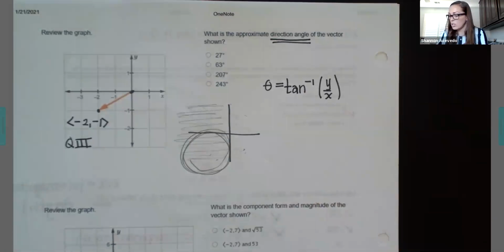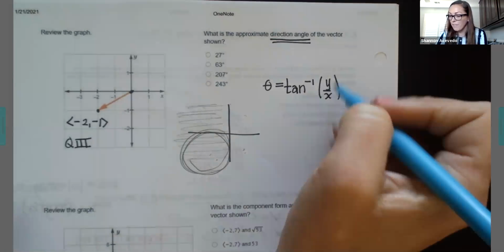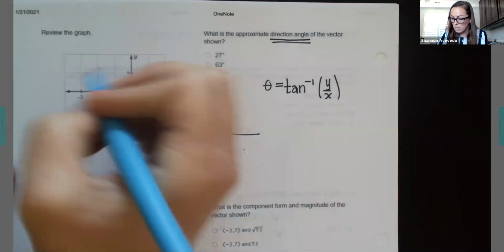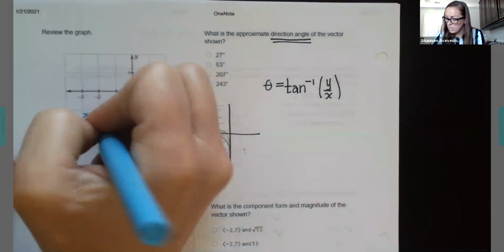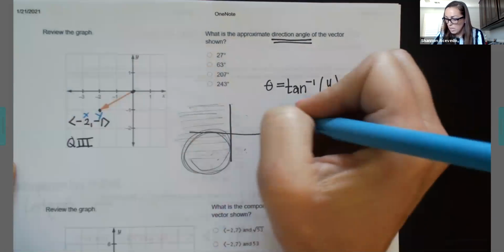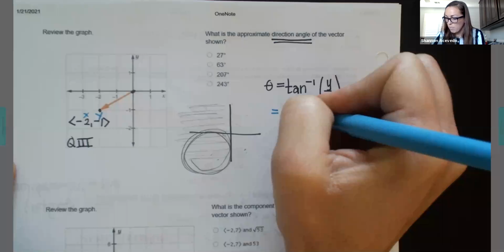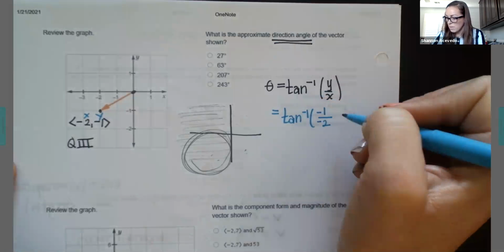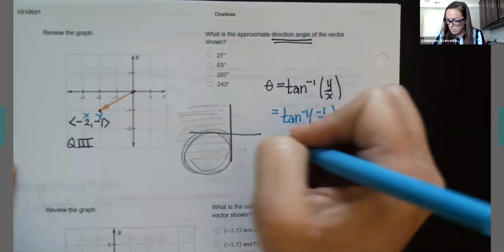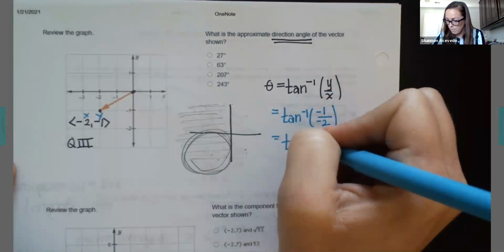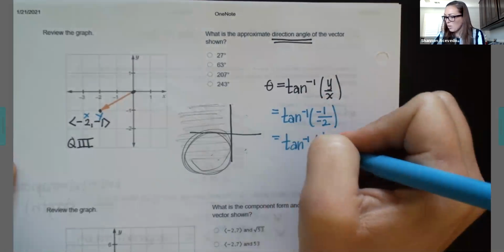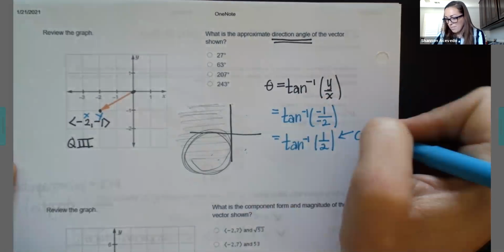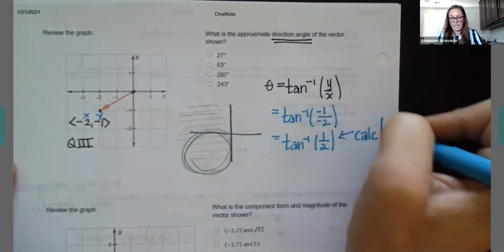All right, so let's plug in the values we know. I need to figure out my y and my x. Well, that's just talking about these points right here. So it's going to be tangent inverse of -1 over -2. So it's going to be tangent inverse of 1/2. I go to my wonderful calculator and I plug that in.